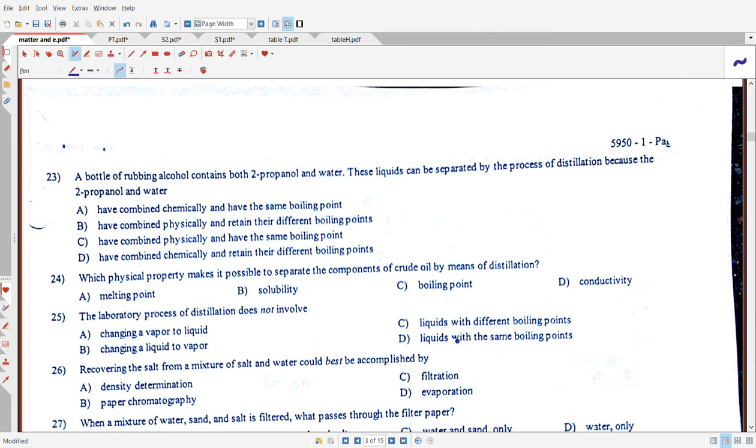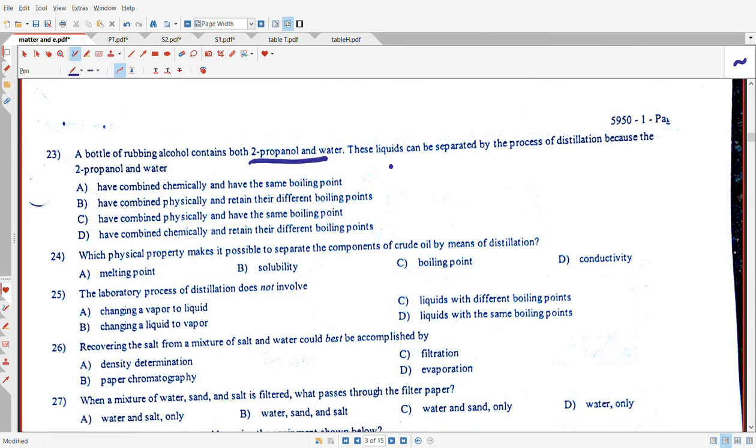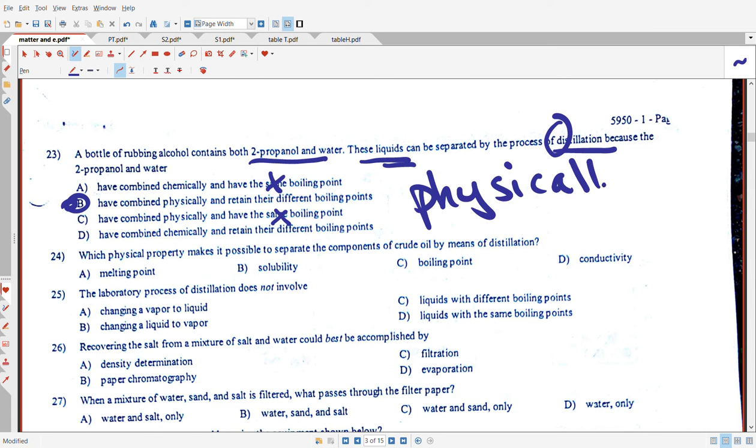A bottle of rubbing alcohol contains propanol and water. How can the liquids be separated? Distillation, because DI means different boiling points. And they're combined physically, because all solutions are physically combined, because they're mixtures.